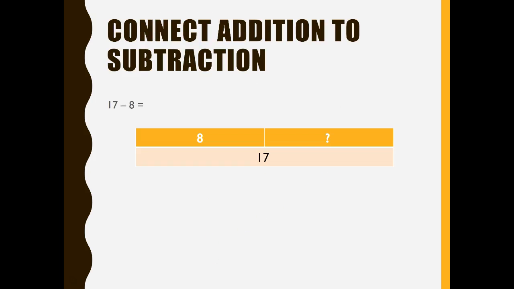Another strategy is connecting addition to subtraction. One way to do this is by using a strip diagram, so the kids can see that 8 plus something equals 17.